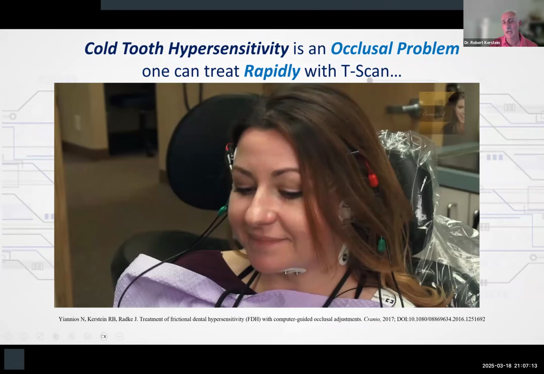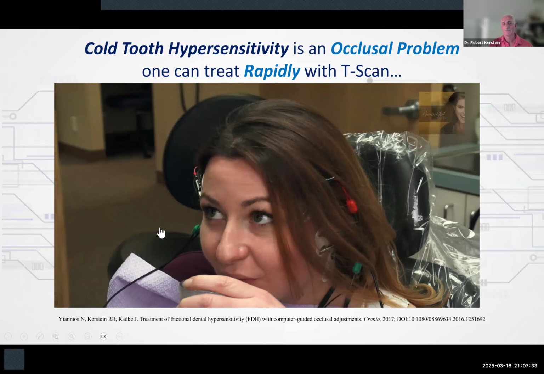This girl is about to drink ice water, and she has cold sensitive teeth. You're going to see how difficult it is for her to drink the ice water. Then she's going to have her bite adjusted with the T-scan in the same visit, and she's going to drink all new fresh ice water. I would say the difference in time was maybe half an hour to 45 minutes.